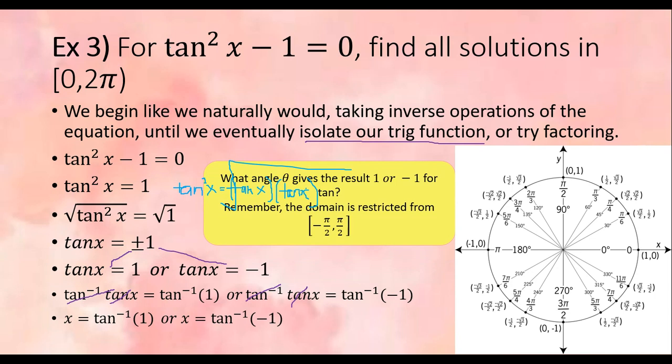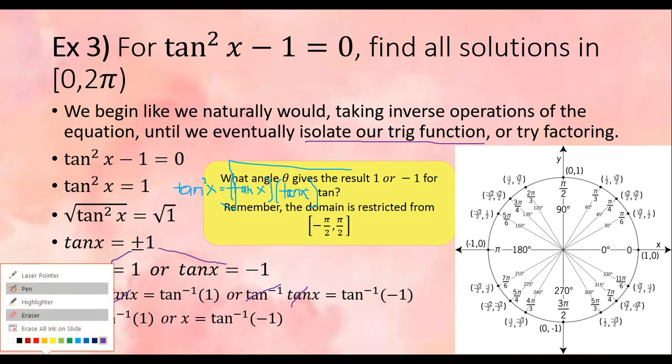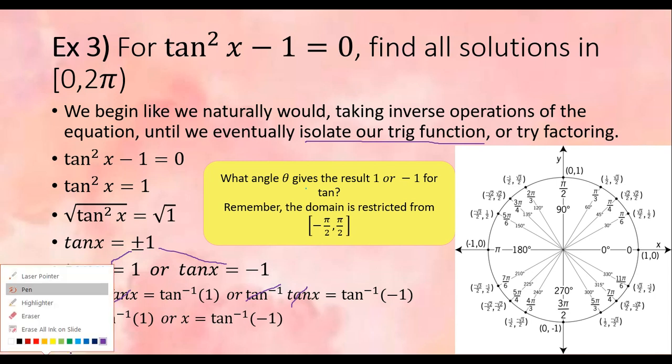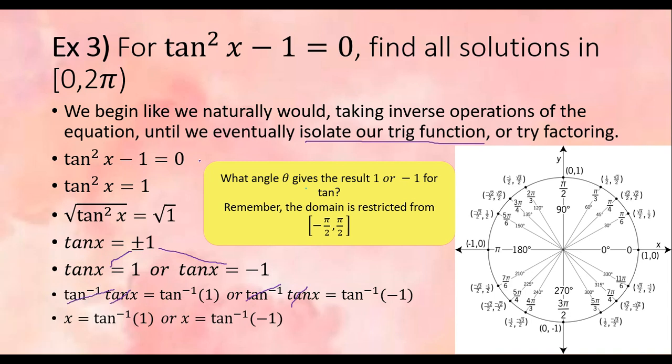So again, this question comes up all the time, and I keep writing it out for you guys. What angle theta gives the result of positive 1 or negative 1 when we are using the tangent function? So remember, tangent is sine over cosine. Which one is going to give us 1 or negative 1 when we have tangent?